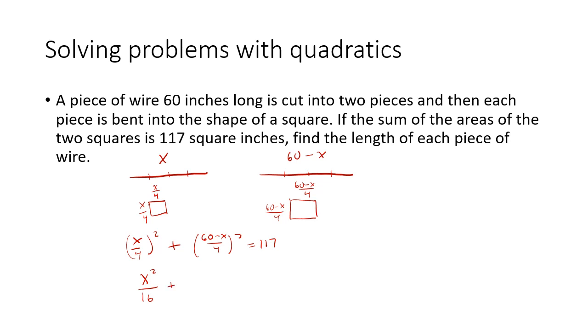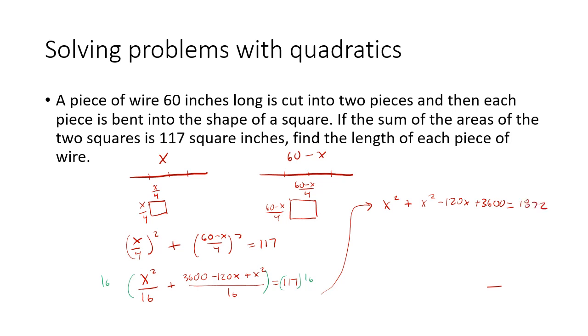Okay, this one here we have to multiply 60 minus x quantity squared out, so we have 3600 minus 120x plus x squared divided by 16 equals 117. Okay, if I multiply everything by 16 here, that's going to make life easier for me, because I don't have to do fractions. So if we multiply everything by 16, we will get x squared plus x squared minus 120x plus 3600. I just rearranged what's going to be on the top over there. And then that's going to equal 1872. That's what 117 times 16 is.